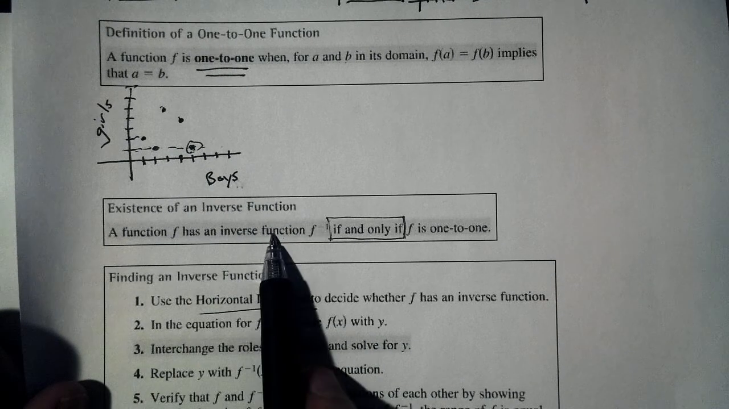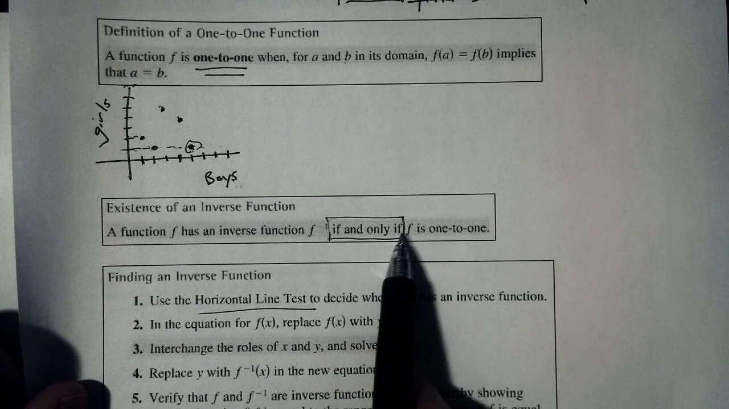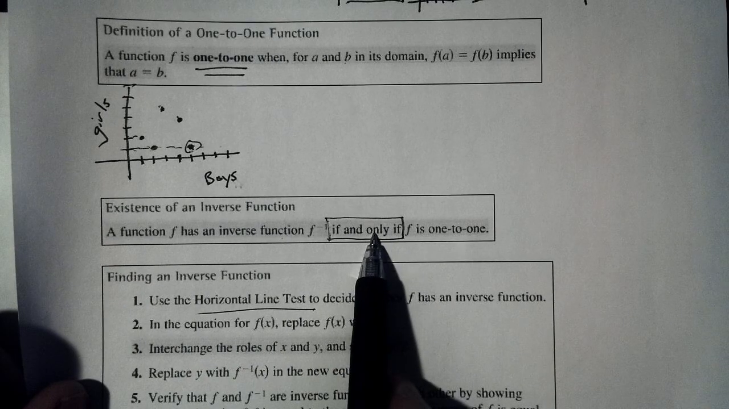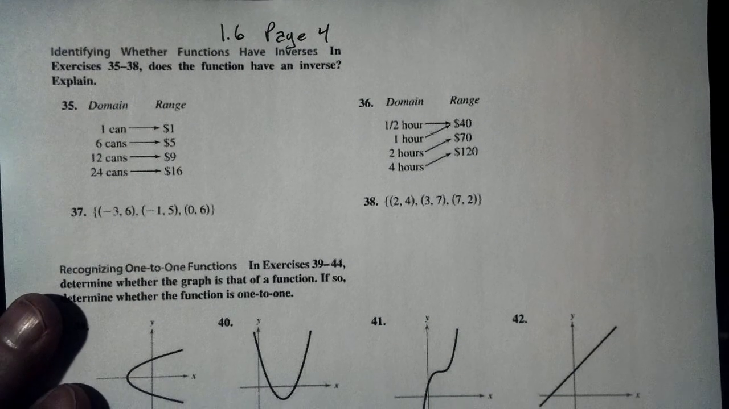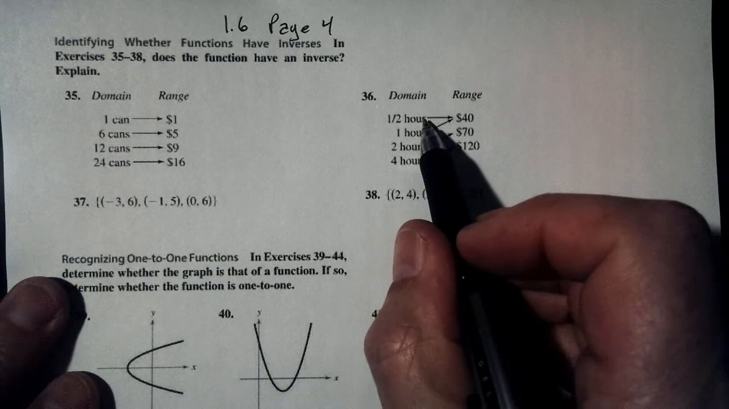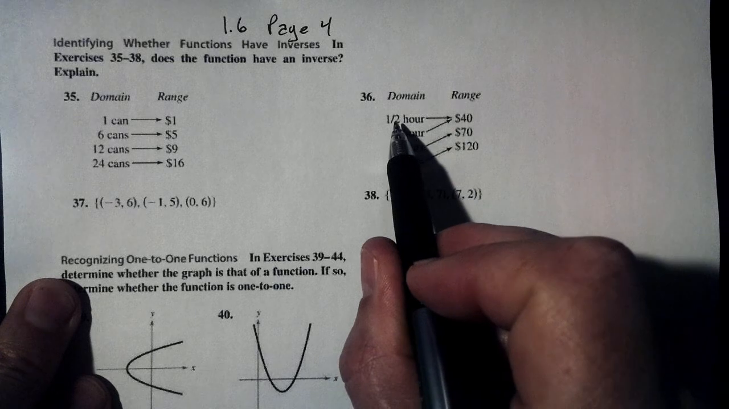A function has an inverse if and only if. That's a tight marriage right there. F is 1 to 1. They might as well be asking, is it 1 to 1? So 36, we know it's a function, they tell us so.